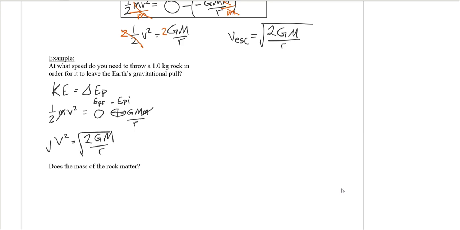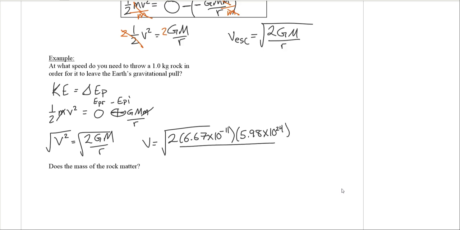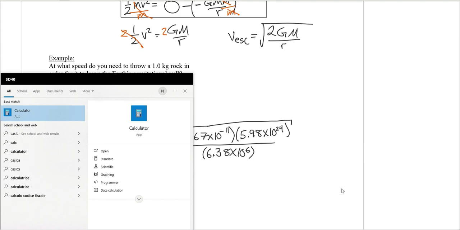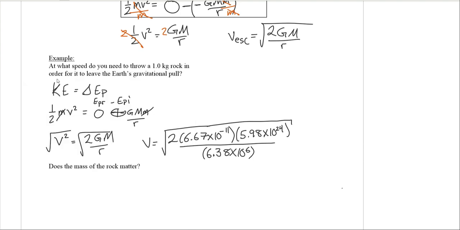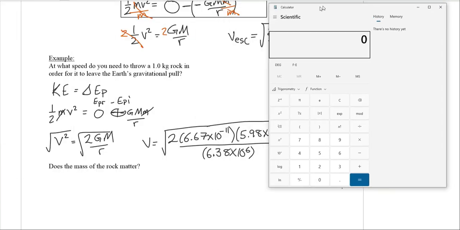Take the square root of both sides, and so the escape velocity on the planet Earth is the square root of 2 multiplied by 6.67 times 10 to the power of negative 11, multiplied by the mass of my gravitational source, which is the planet Earth, 5.98 times 10 to the 24, and we divide that whole thing by the radius, because we're throwing from the surface of the planet, so that'd be 6.38 times 10 to the 6. And bringing up our calculator, we would be able to do this calculation here.